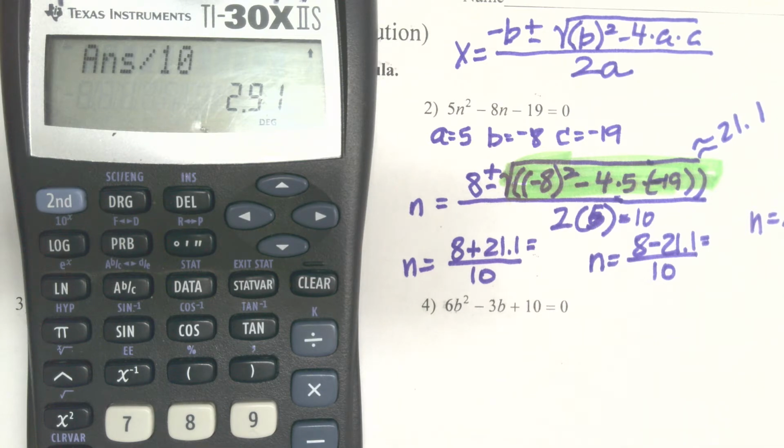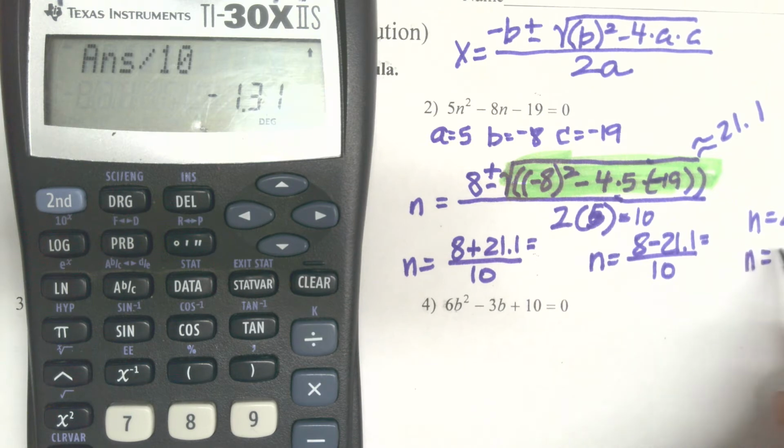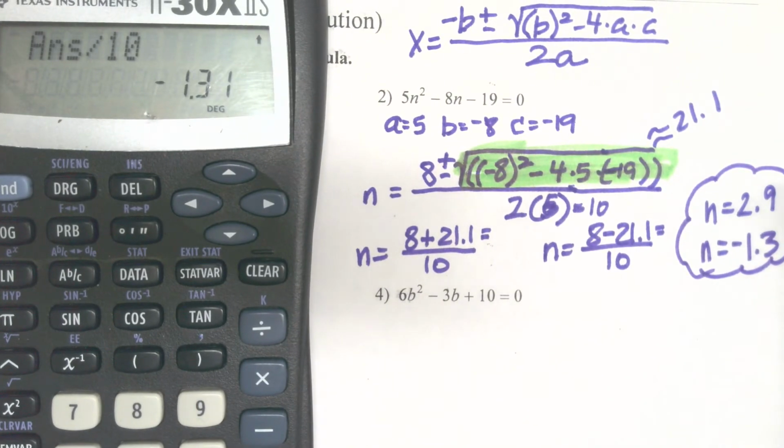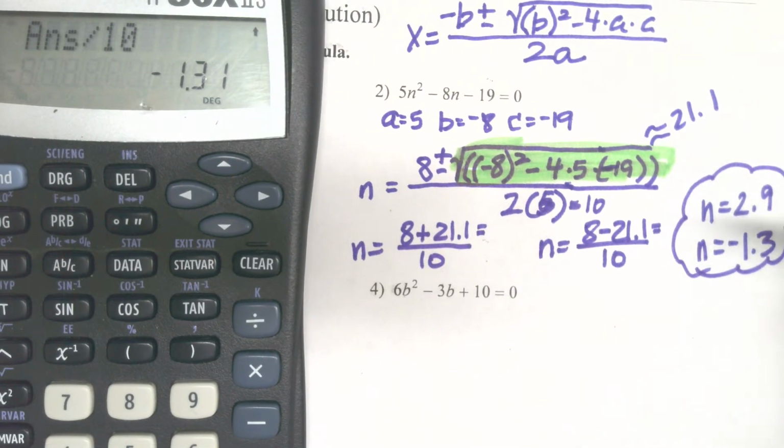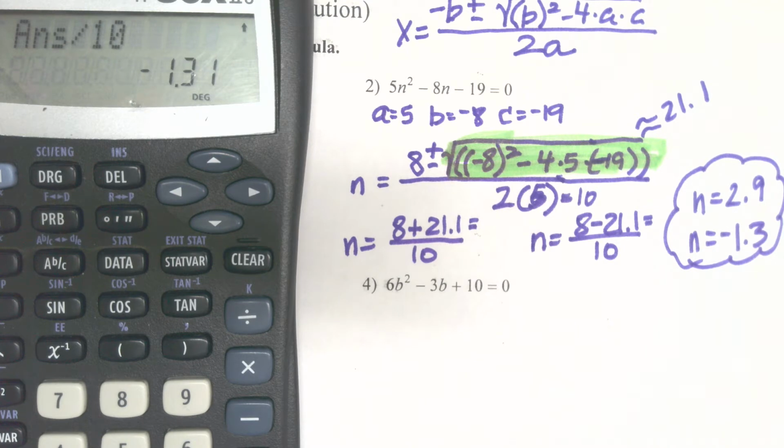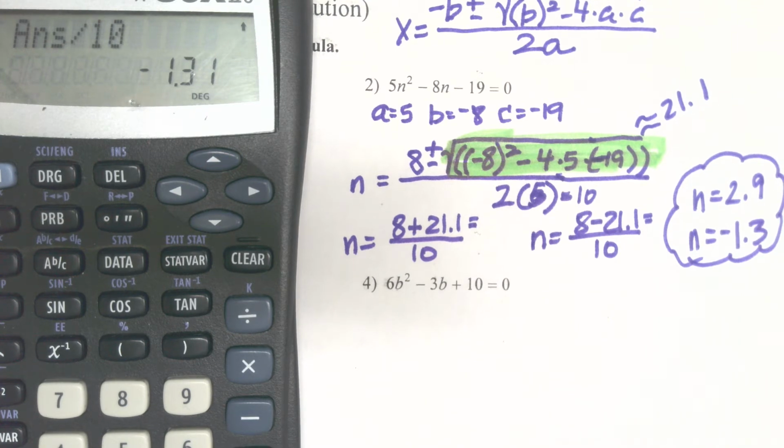And then I'll do the next one. 8 minus 21.1, hit equals, divide by 10. And I get negative 1.3-ish. And so when you're looking for your answers, again, on multiple choice, they're not going to be necessarily exactly those values, but they should be close. Pick the two answers that are closest to those. When it's not multiple choice, it doesn't matter. Just put your two answers down.